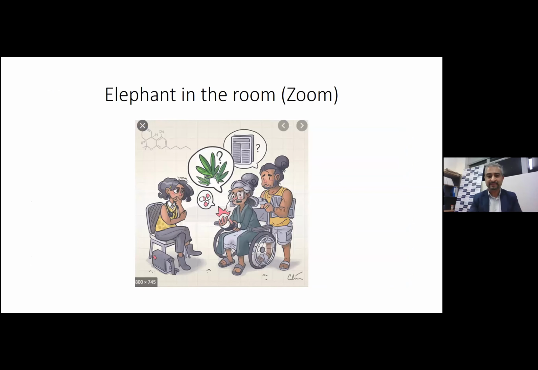And the last bit, which is the elephant in the Zoom, is medicinal cannabis.